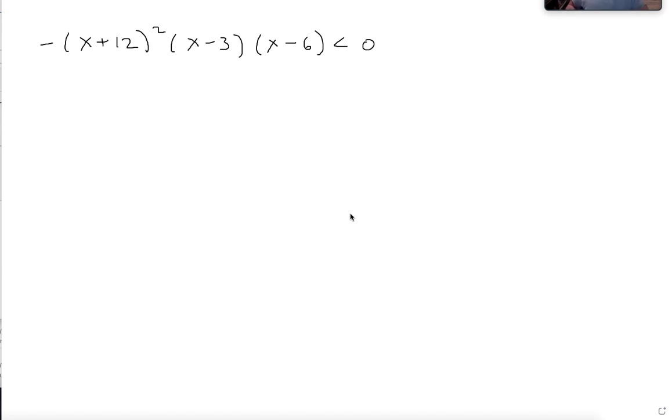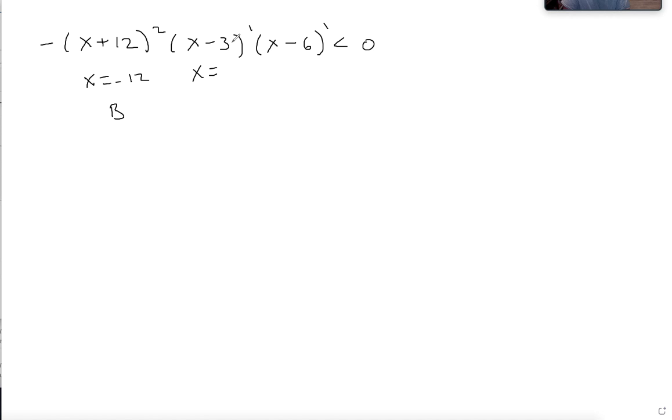Okay, so for this one, my preferred method would be just to sketch a graph, but you could also use test points. But I will do this as a graphing problem. So our zeros are going to be at x equals negative 12, and I'm going to graph it. So remember, when they're squared, they bounce, and when they're to the first or odd powers, they cross.